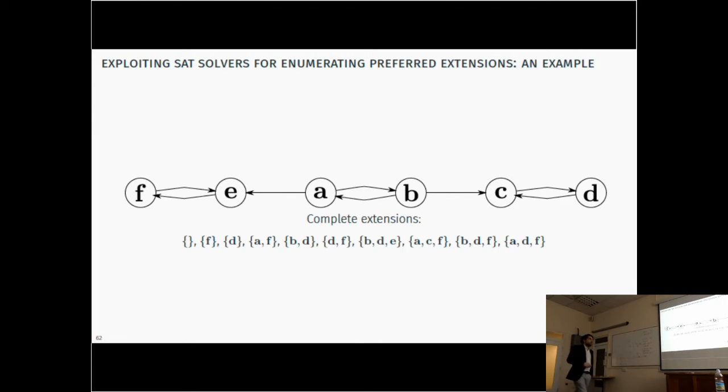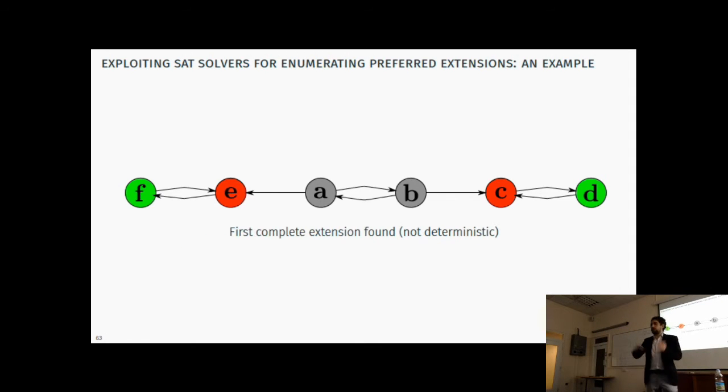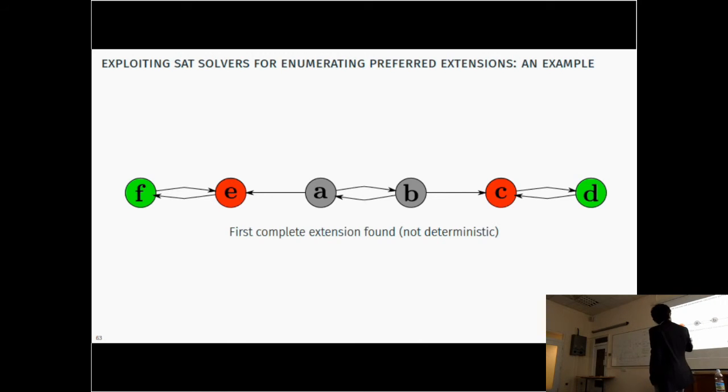It's fine. Now, what the algorithm does is it starts from a complete extension. So essentially, we take the SAT formula, the CNF formula that I showed you before. We send it to a SAT solver. It comes back with an assignment of these labels, and we just take those labels. So perhaps it starts saying, OK, F and D are in, E and C are out, and A and B are undecided. And this is a complete extension, and that's fine.